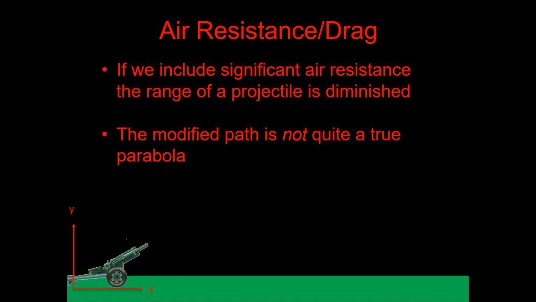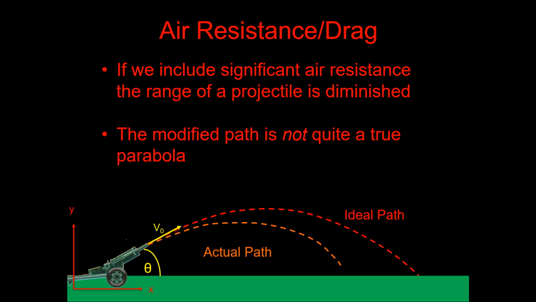So when we talk about air resistance, what we really mean is when we add significant air resistance to our system, instead of following the idealized path where our velocity and acceleration stay the same, we'll have a modified parabolic trajectory, which will be shorter in range and reduced in altitude.